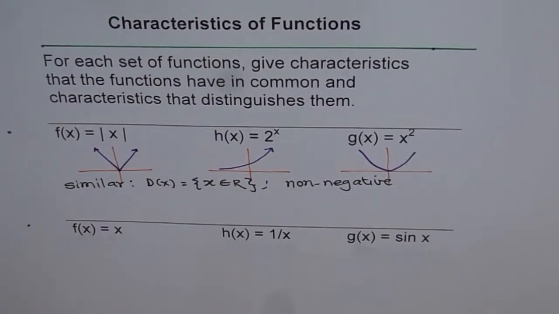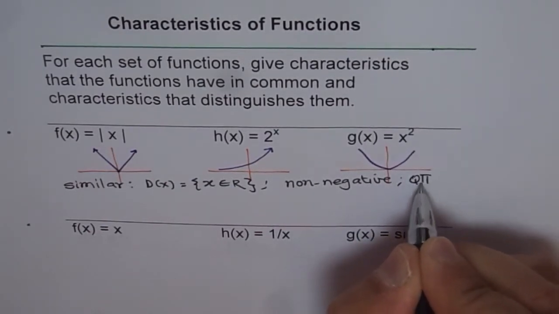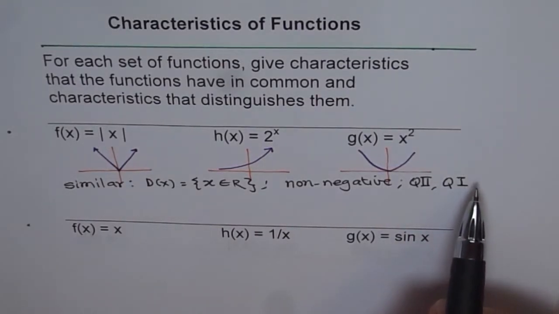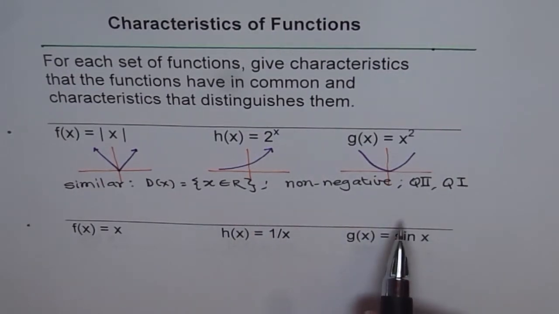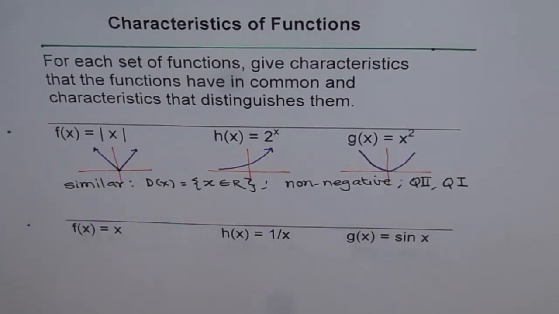We could write more. So we can say they are in quadrant 2 and in quadrant 1. Do you see that? That is also a similarity. So they don't really get into quadrant 3 and 4. They actually move from quadrant 2 to 1. Do you see that? So these are the set of similarities which you can find in these functions. It's very, very interesting and very important for you to know. Once you know this, then you can always find similarities when comparing 2 of the functions, right?